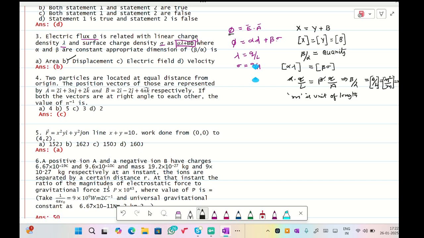The flux dimension is M power 1 L cube, T power minus 3, A power minus 1. E is equal to F by Q, and Q is equal to IT, so A power minus 1 and T power minus 1 will come. Simply, force by charge into area: M L T power minus 2 into area L square, over I T, gives M L cube T power minus 3 I power minus 1, or A power minus 1. This is the answer.